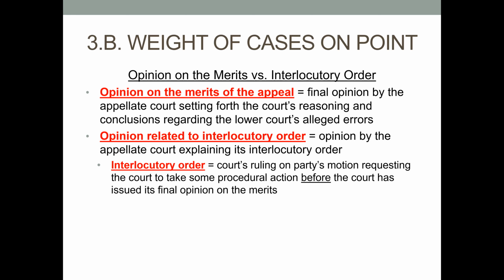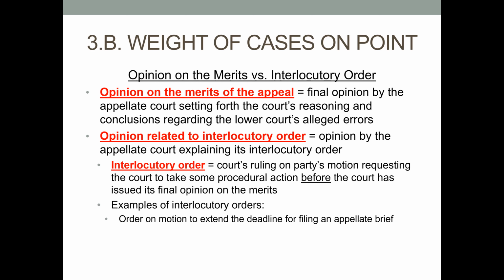Now, an interlocutory order is a ruling typically on a party's motion during the pendency of the appeal, requesting the court to take some procedural action before the court has issued its final opinion on the merits of the appeal. So, for example, if one of the parties files a motion for an extension of time of the deadline to file the appellate brief, the court may grant it or deny it. That order, granting or denying the motion, would be an interlocutory order.